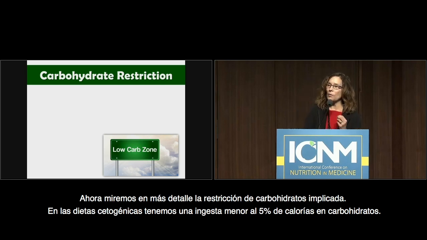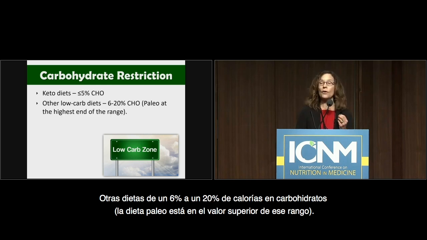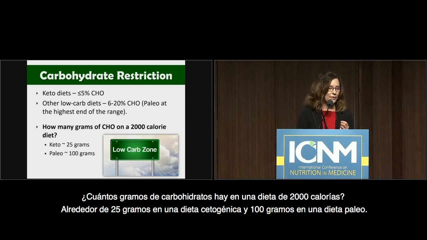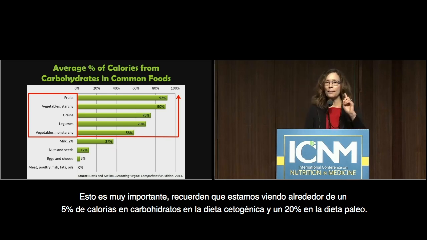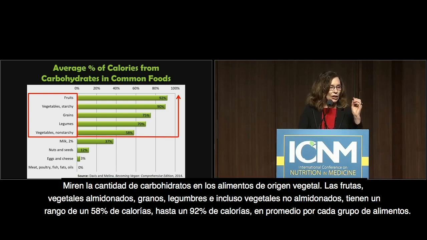So let's look a little more at the carbohydrate restriction involved. So keto diets are less than 5% of calories from carbohydrates. Other low-carb diets, about 6 to 20%, with paleo being at the highest end of that range. So how many grams of carbohydrates is that on a 2,000-calorie diet? Well, it's about 25 grams in a keto diet and about 100 grams in a paleo diet. And this is really important because remember, we're looking at about 5% for keto of calories from carbohydrate and about 20 for paleo.